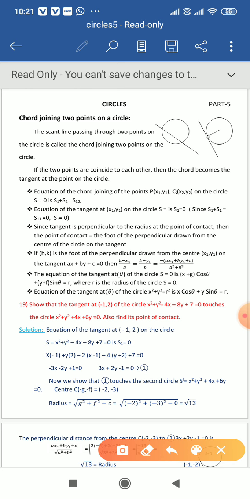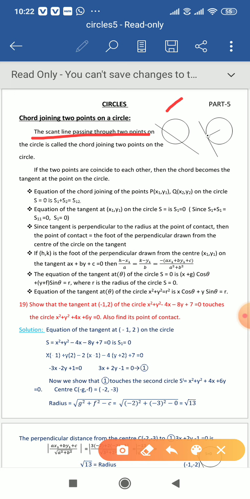Okay. First of all, the chord joining the 2 points on a circle. See this diagram. In this diagram, this line passes through 2 points on the circle. This secant line is called the chord joining 2 points on the circle. So that is nothing but simply what we call a chord.